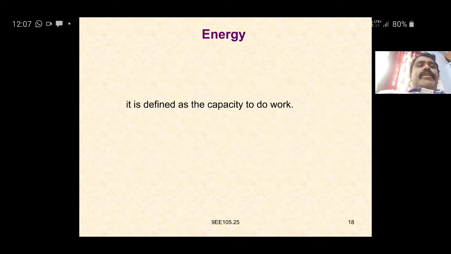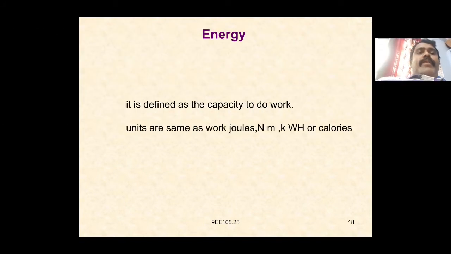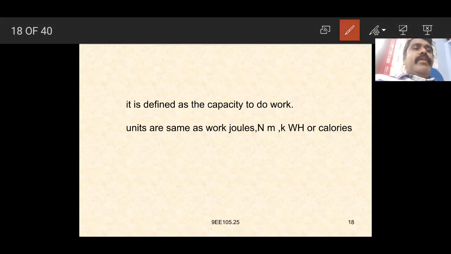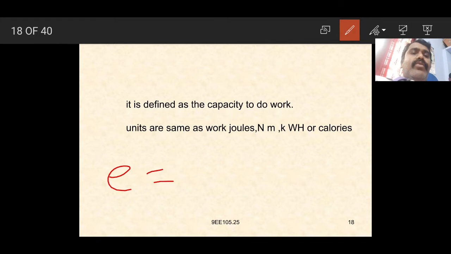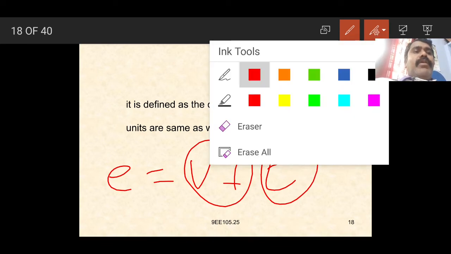Energy is defined as the capacity to do work. Units are the same as work: joules, Newton meter, kilowatt hour or calories. Energy is the total amount of work done, in the case of electrical systems or mechanical systems. Energy can be indicated by E is equal to V into I into T, where V represents the voltage and T is the time taken. The energy is measured in kilowatt hour or calories.